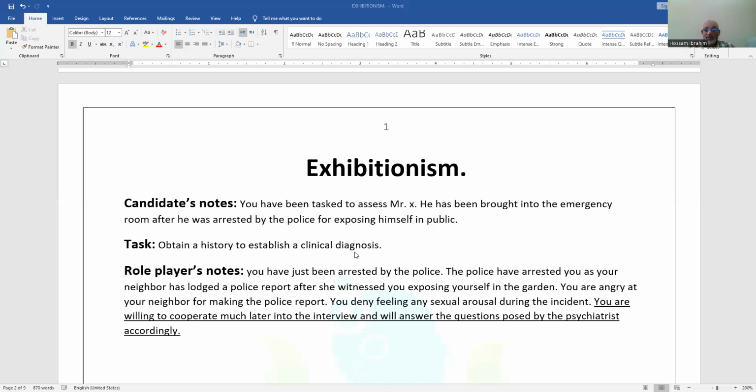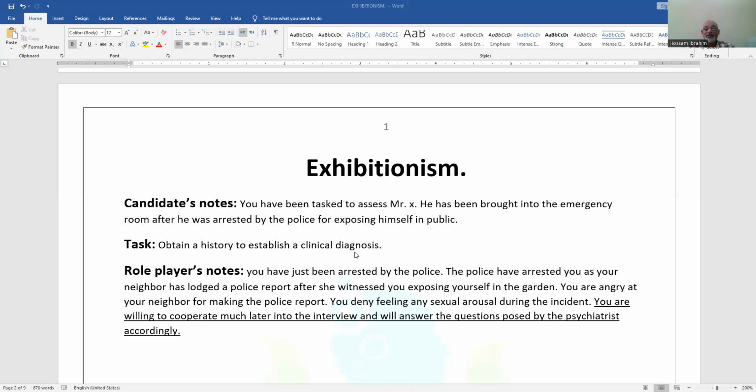So what is written in the role player's note, which is not written in the candidate's note? He is instructed not to be happy. He's angry because he's talking with you. He's angry about being brought by the police. He's angry because the neighbors made this police report. And pay attention that he will not be cooperative in the beginning of the station. It is part of the instruction that he will not be cooperative, he will not be forthcoming.